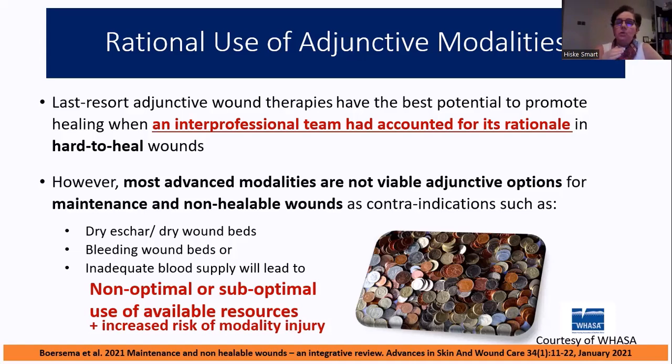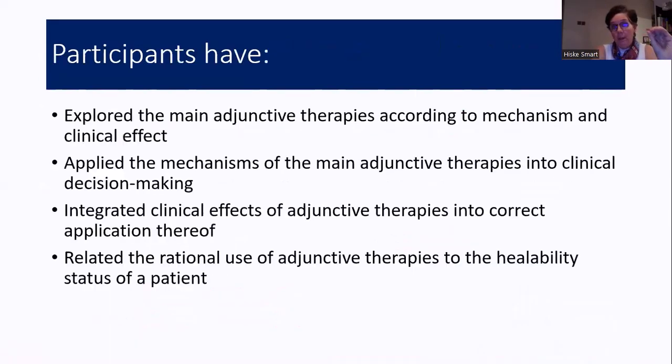Do not use adjunctive therapies non-optimally or suboptimally. Not only are you wasting money, but you can actually injure patients by doing that. So we don't want to do that. We want to do it on point, the correct thing for the correct indication, and we want to do it with the least amount of adjunctive intervention we can.